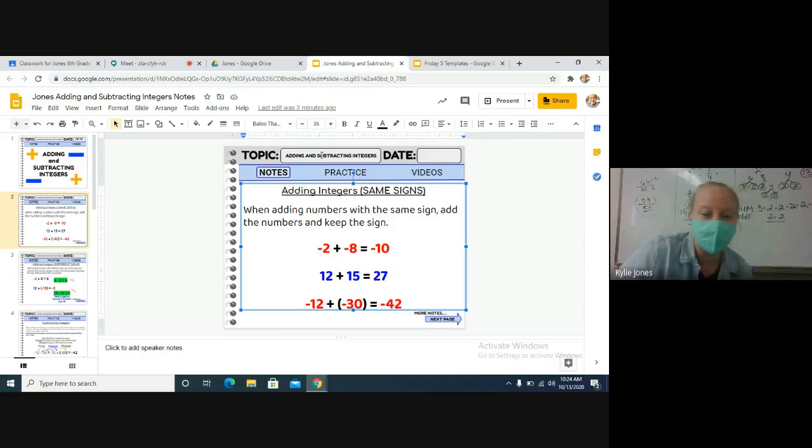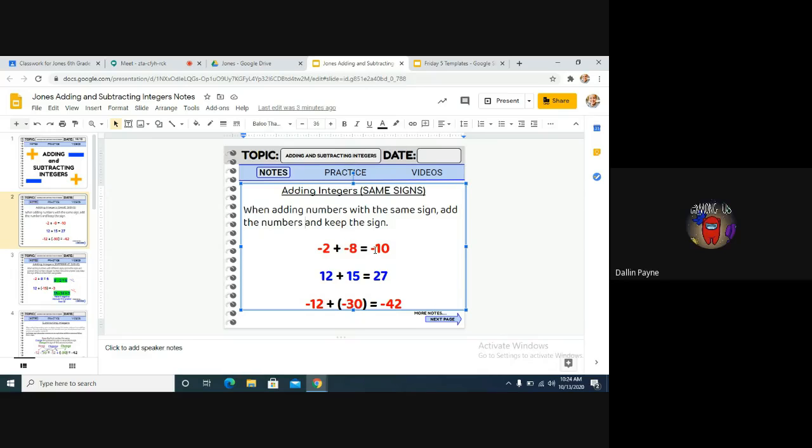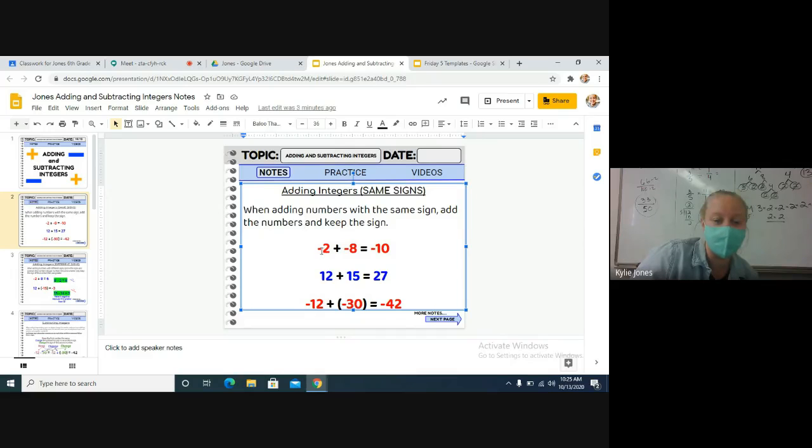Okay, so if we look at our examples here, we have -2 plus -8. The process says that you just add the two numbers. So what's 2 plus 8? 10. And then you keep the same sign. They were both negative, so the negative just transfers over.